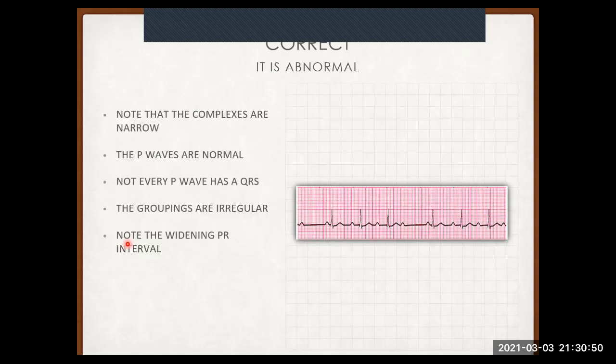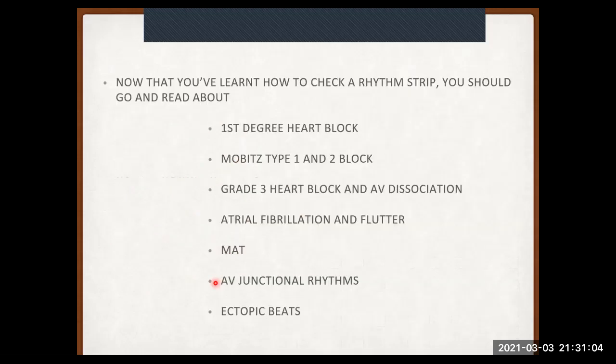Okay. So this is just going through what we're talking about. All right. Complexes are narrow, P waves are normal. Not every P wave has a QRS following it. Groupings are irregular. And then you have a widening PR interval.